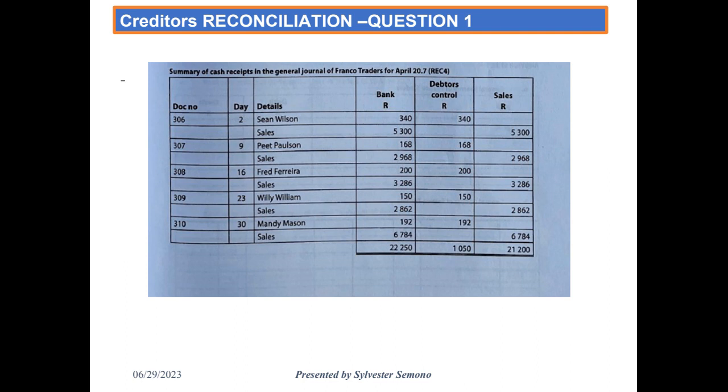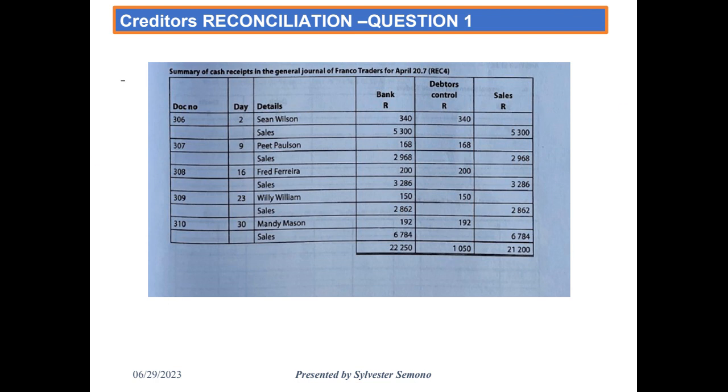340 plus 5,300 is 5,640. Yeah? So those ones we must tick them. Whatever we found, we tick. If you have got a hard time, just tick both these two, and then you must also go and tick the bank statement 5,640 to show that we checked it.